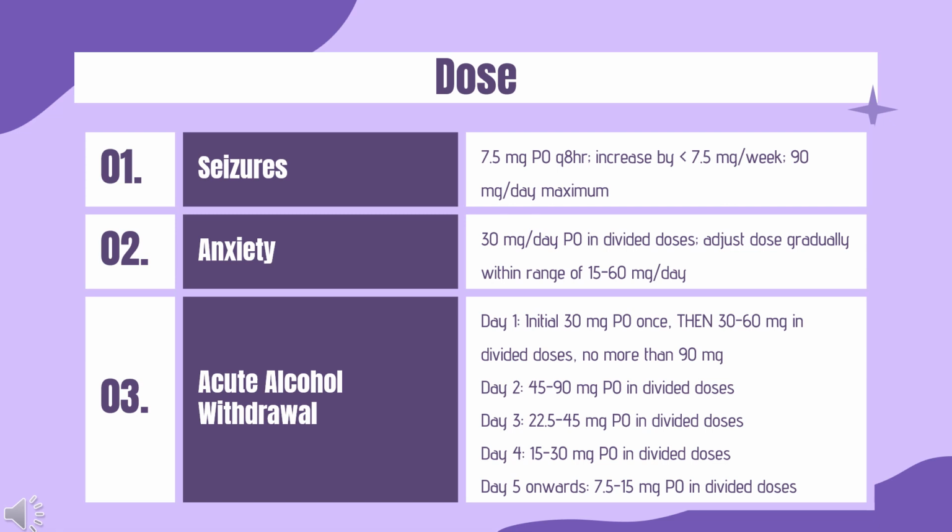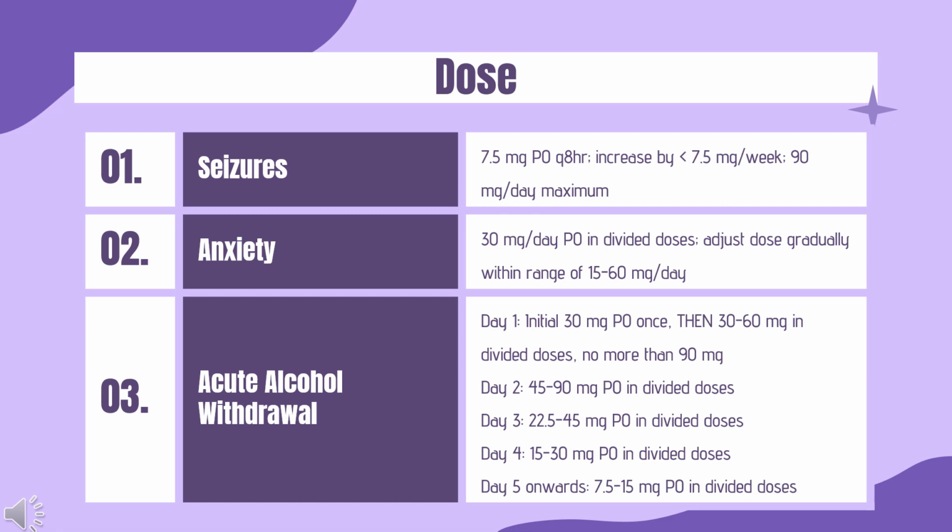Seizure: 7.5 mg PO q8hr, increase by no more than 7.5 mg per week, 90 mg per day maximum. Acute alcohol withdrawal: Day 1, initial 30 mg PO once, then 60 mg in divided doses, no more than 90 mg. Day 2, 45 to 90 mg PO in divided doses.